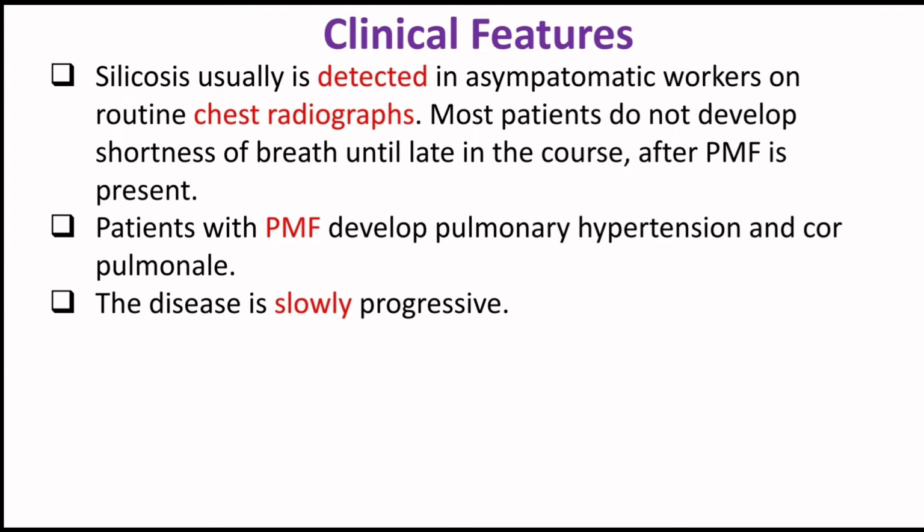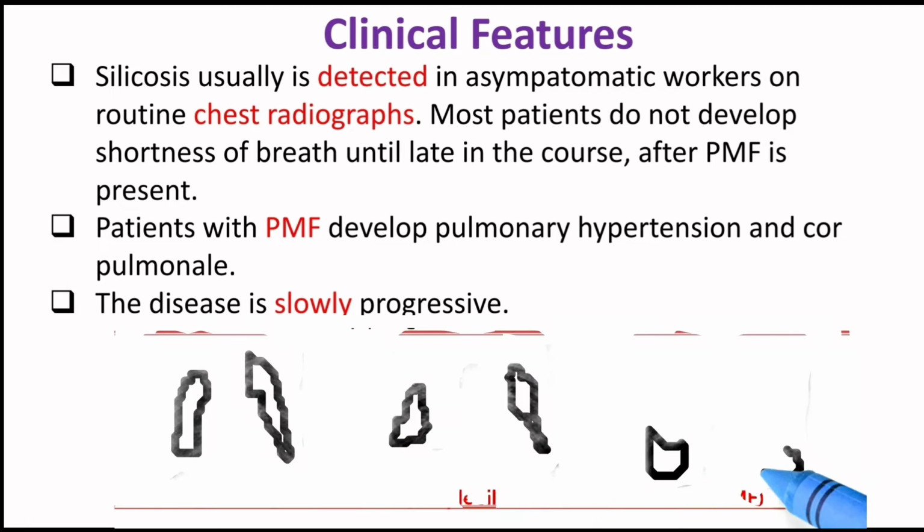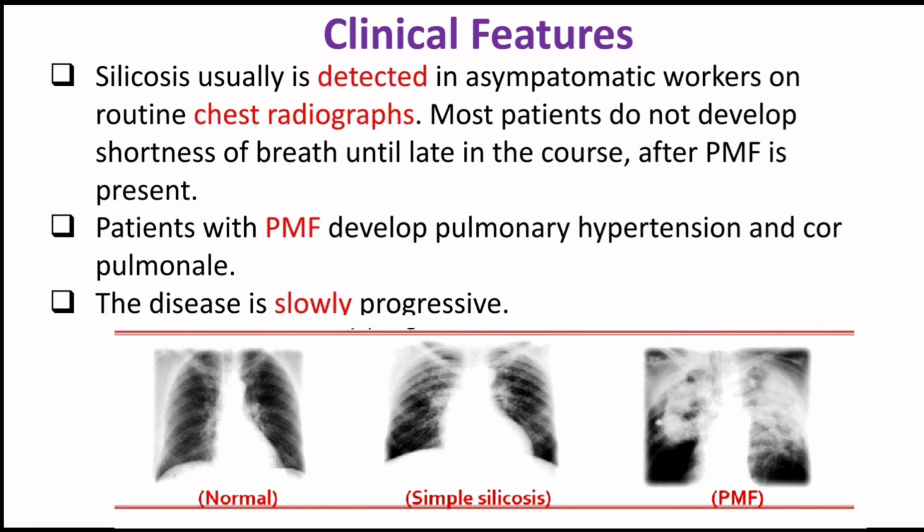Clinical features of silicosis. Silicosis usually is detected in asymptomatic workers on routine chest radiographs. As we see in these pictures of chest X-ray, the difference between normal, simple silicosis and progressive massive fibrosis. Most patients don't develop shortness of breath until late in the course, after progressive massive fibrosis is present. Also, patients with progressive massive fibrosis develop pulmonary hypertension and cor pulmonale. The disease is slowly progressive.